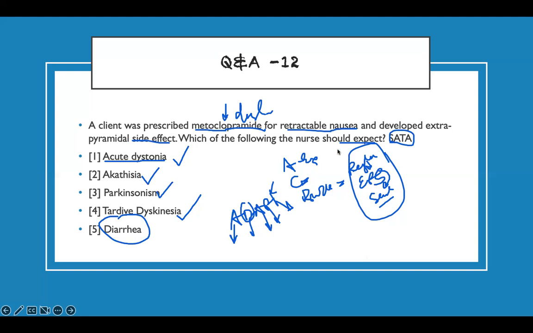I'm not comparing anything. Look at what happened. I don't see anything about the side effect of Reglan, except the side effect related to what? Extrapyramidal side effects. So that is what we're looking for. We're not looking for anything about Reglan. So this is why this is wrong. Even though it causes diarrhea, the question says developed extrapyramidal side effects. The nurse should expect certain symptoms of extrapyramidal side effects. Diarrhea is not one of them.